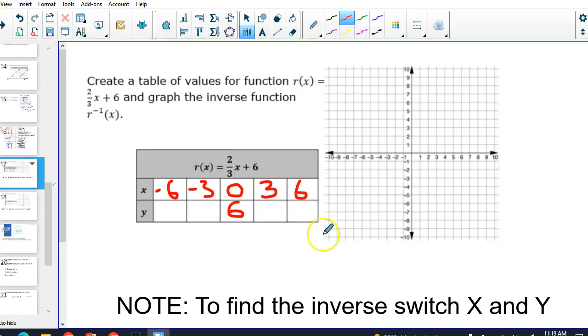3 and 6. If you picked other numbers, it's okay. The answers will still be valid. It's just factors of 3 are going to cancel out that fraction and make it a little bit easier on us. So if I plug in -6, we have 2/3 times -6 plus 6. Well, 2 times 6 is 12. 12 divided by 3 is 4. So we get -4 plus 6 would be -2.